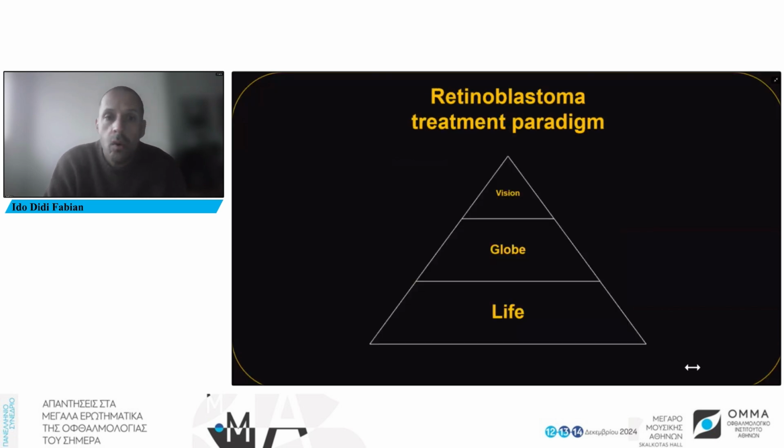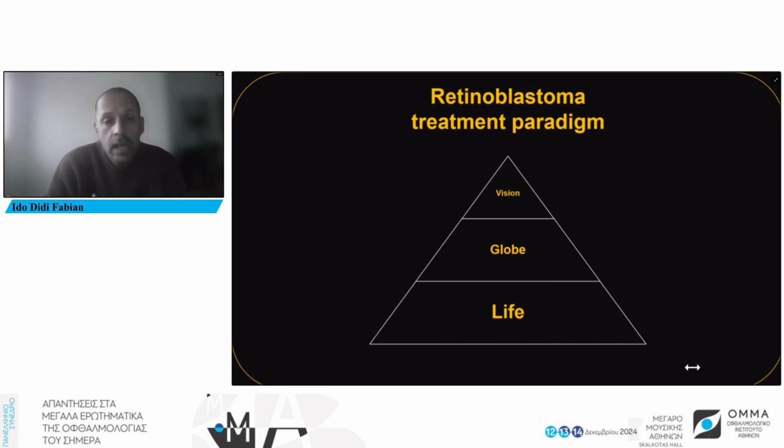Okay, so before we talk about retinoblastoma, I'm not sure Mauro mentioned this. This is the treatment paradigm not only for retinoblastoma but for ocular oncology in general, because it's a life-threatening disease. First and foremost, our concern is to preserve life, to save life. If we manage to do that, we move to the next step, and that is to preserve or conserve the globe. And only then we move on to try and preserve vision or visual functions.